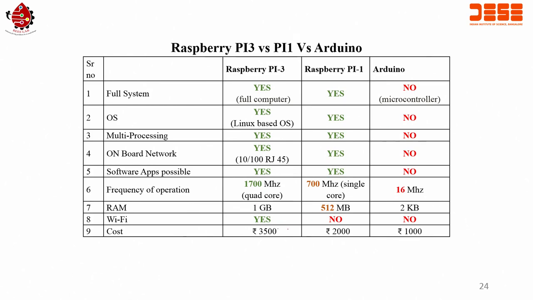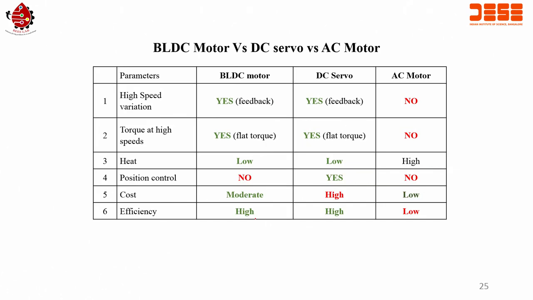When you talk about the cost, it is about 3500 for using the Raspberry Pi 3 controller. Now, we also have to understand which one we want to select as a rotor for the system, right? We are understanding system building.